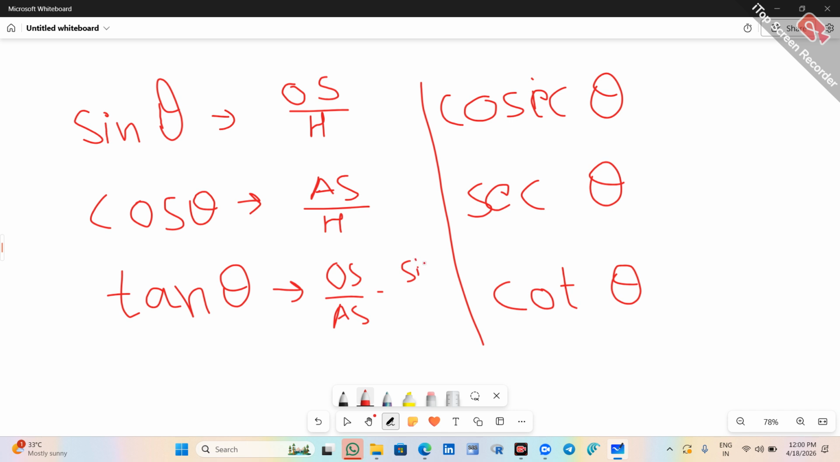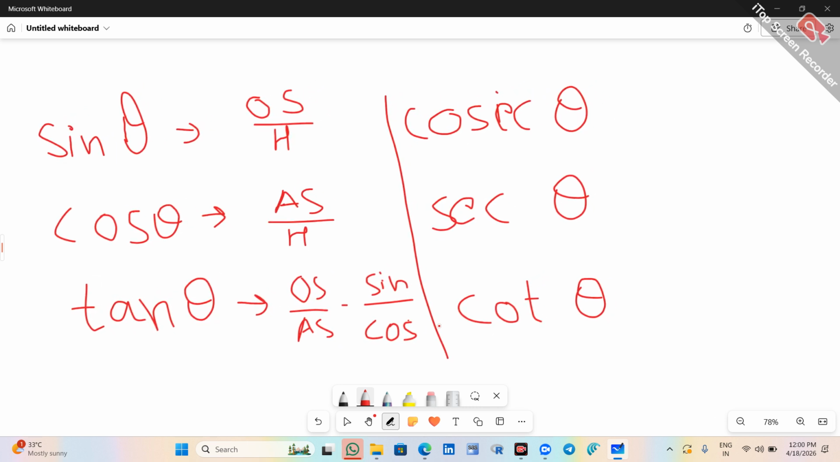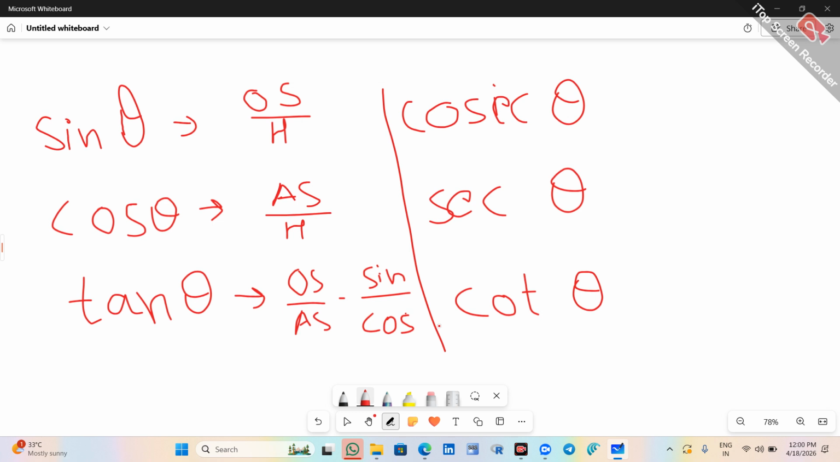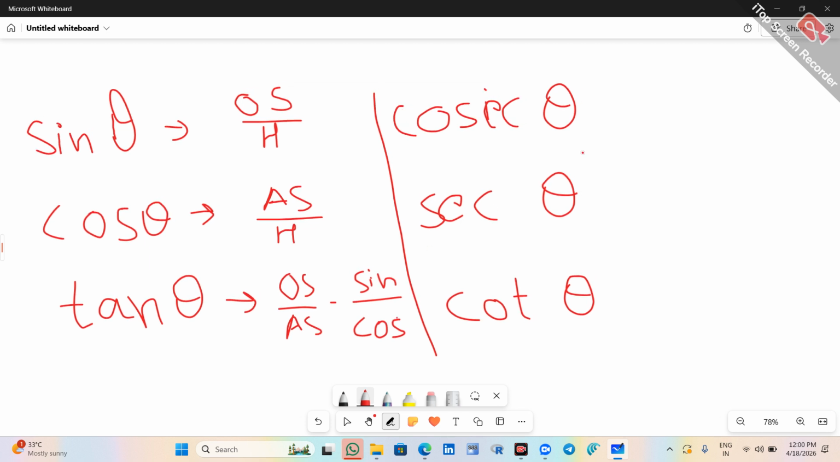Tan theta is nothing but sin theta over cos theta. Theta is nothing but the angle, so sin angle over cos angle. To recap: sin theta equals opposite side over hypotenuse. Cos theta will be adjacent side over hypotenuse. Tan theta will be opposite side over adjacent side, which is sin theta over cos theta.